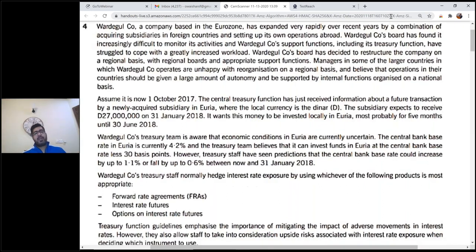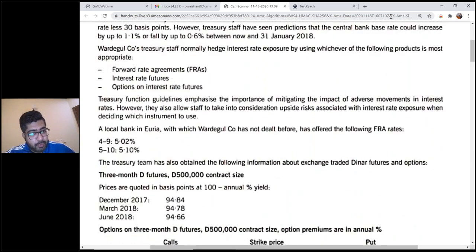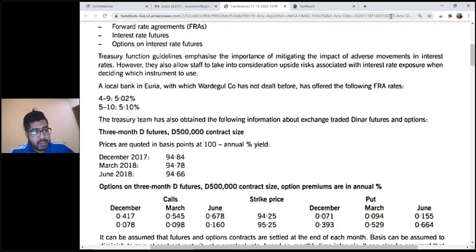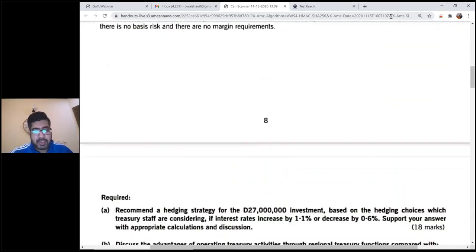The local bank has offered the following FRA rates: 4-9, 5-10. The treasury team has obtained information about futures December, March, June, and of options. 2 exercise prices are given, calls December, March, June, and puts December, March, June. And the requirement is to recommend a hedging strategy for dinar 27 million investment based on the hedging choices the staff are considering: futures, options, and FRAs, if interest rates increase by 1.1 or decrease by 0.6.